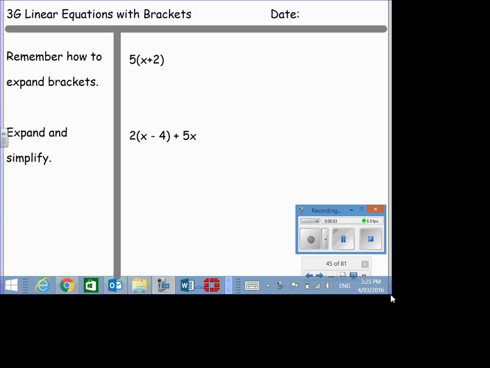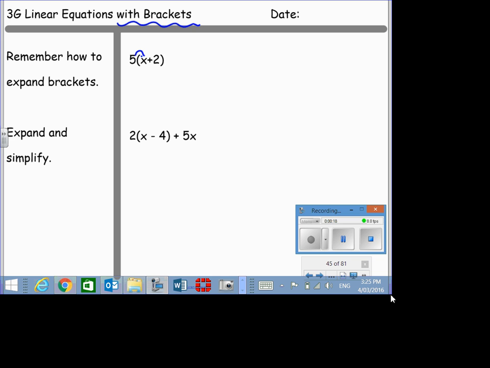Hello, Year 9. We're going to go ahead into 3G, linear equations with brackets. So when you're solving equations with brackets, we have to revise how we expand brackets. So let's go back and look at how we expand brackets.